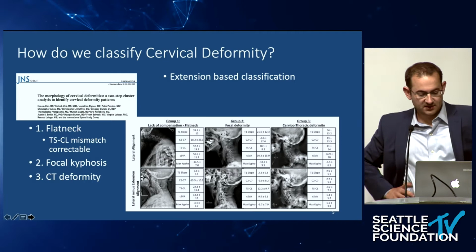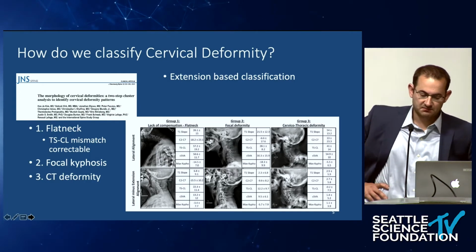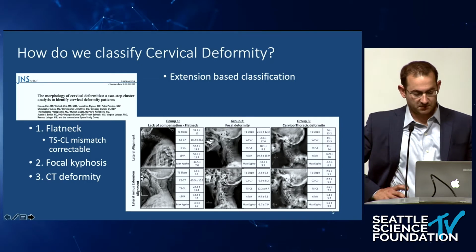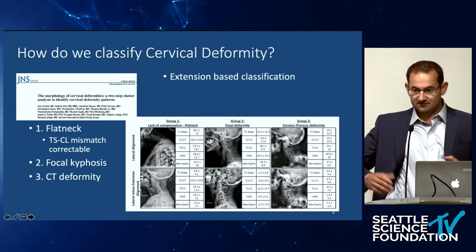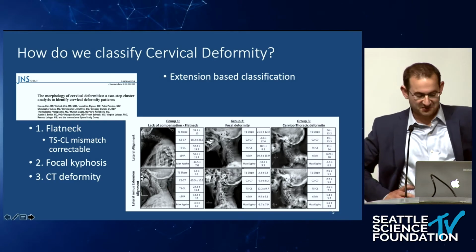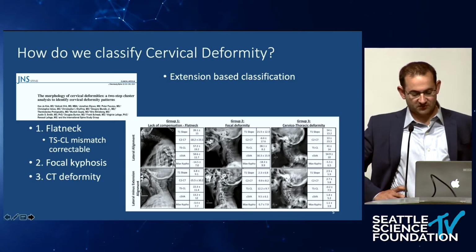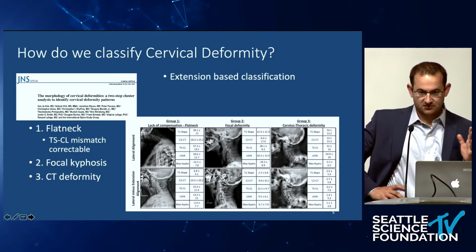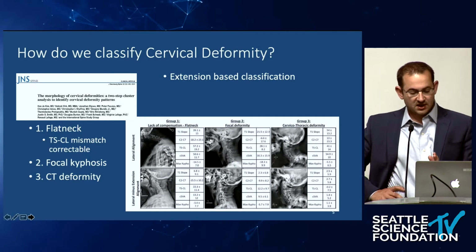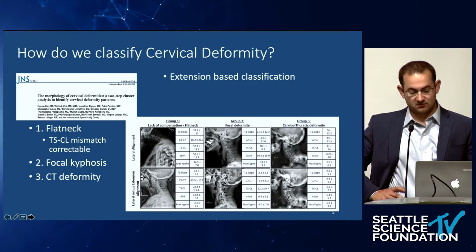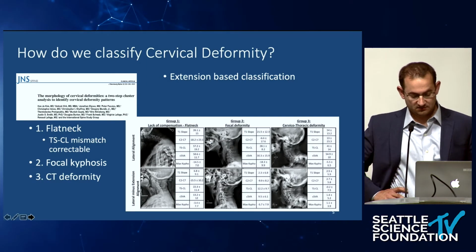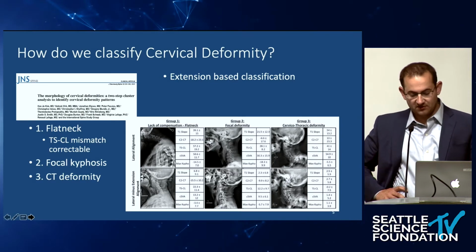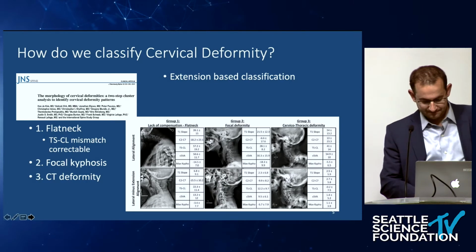And then more recently, ISSG, led by Hanjo Kim, published on this extension-based classification where they talked about three different groups. Flat neck, there's your term, Dr. Hart, that was in their publication, focal kyphosis, and then the CT deformity. Flat neck really implies flexibility between neutral alignment and extension, and focal kyphosis is a more stiff, focal kyphotic deformity. Cervical thoracic deformity is characterized by a very high T1 slope.